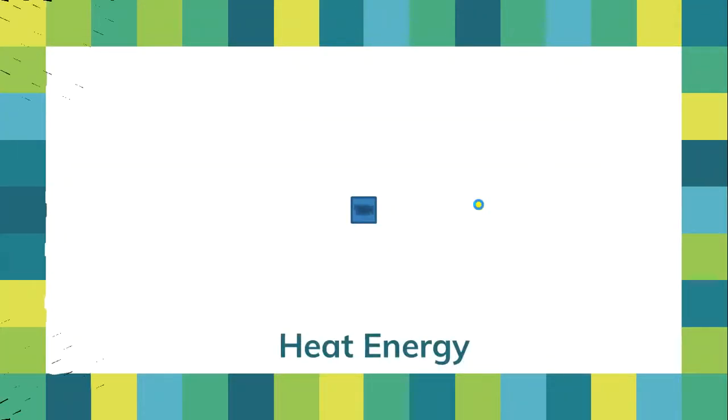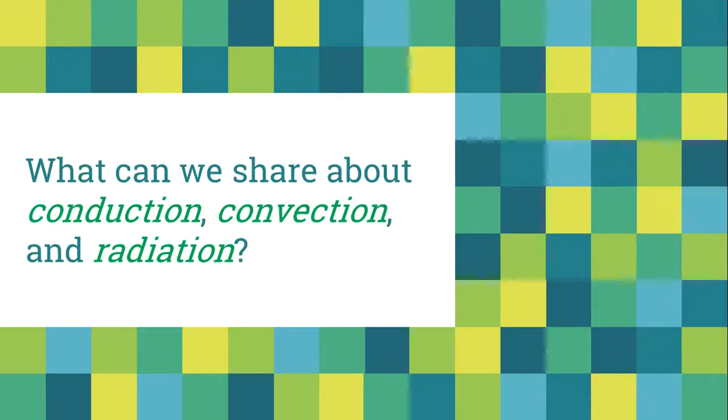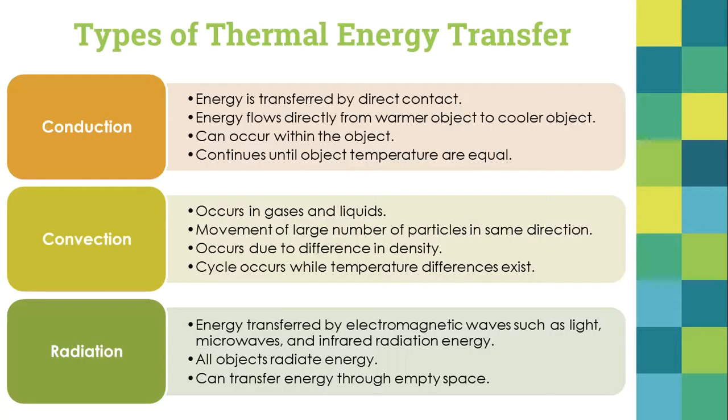Right, so right there we have the opportunity to actually take a look at how these three might look like in real life. So what can we share about conduction, convection, and radiation? Right here I have a chart where I list different features that we can keep in mind when we're trying to identify these three different types of thermal energy, right?